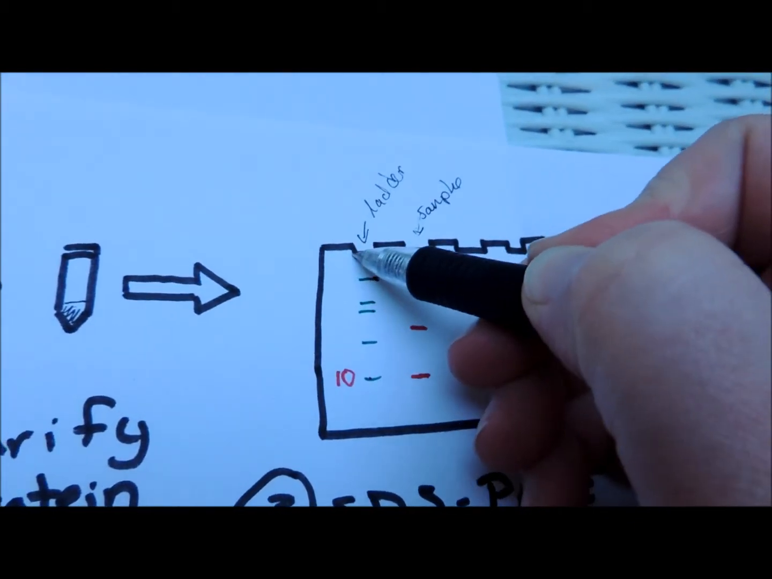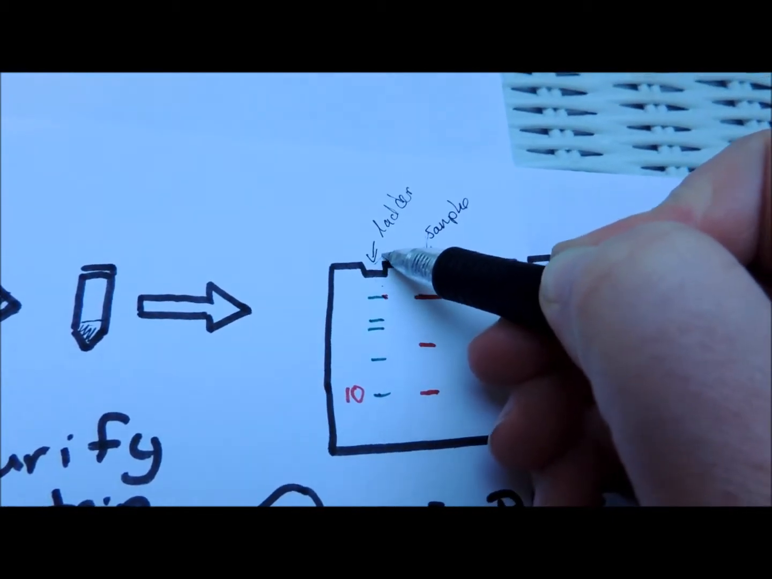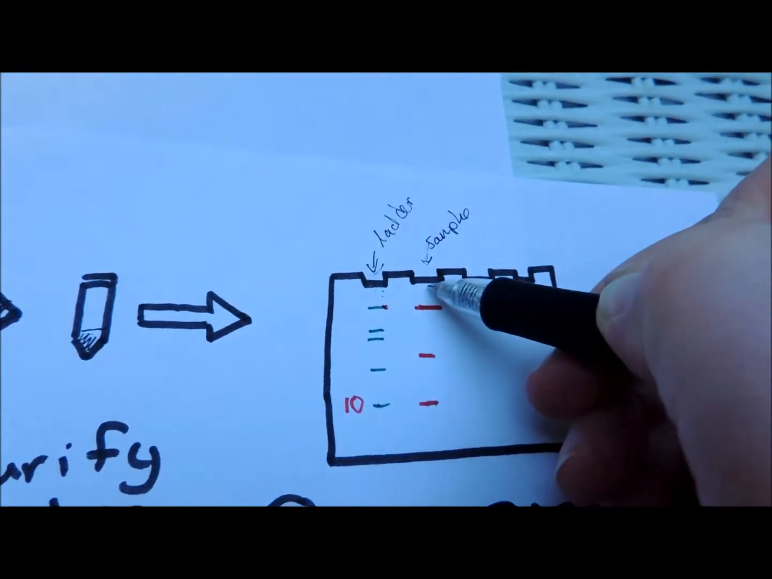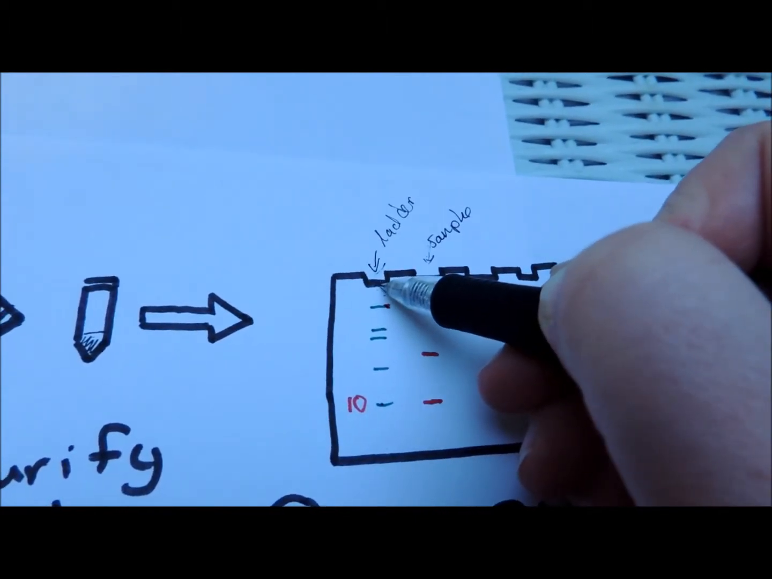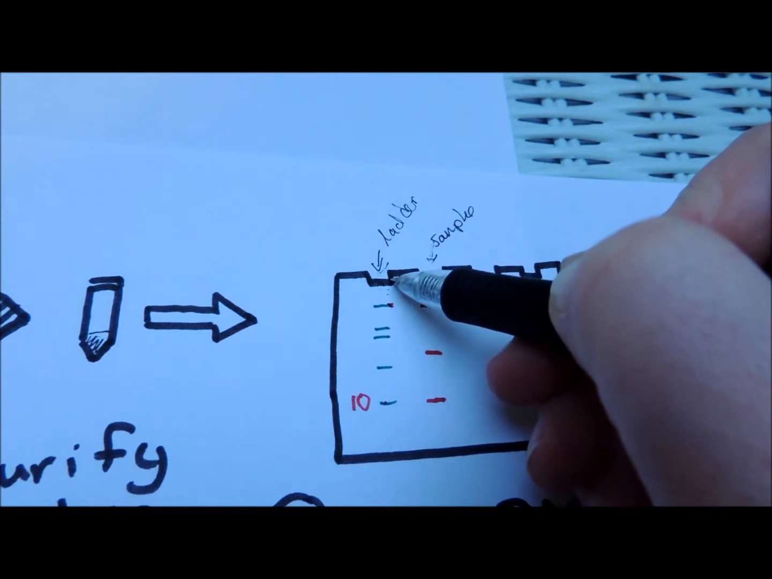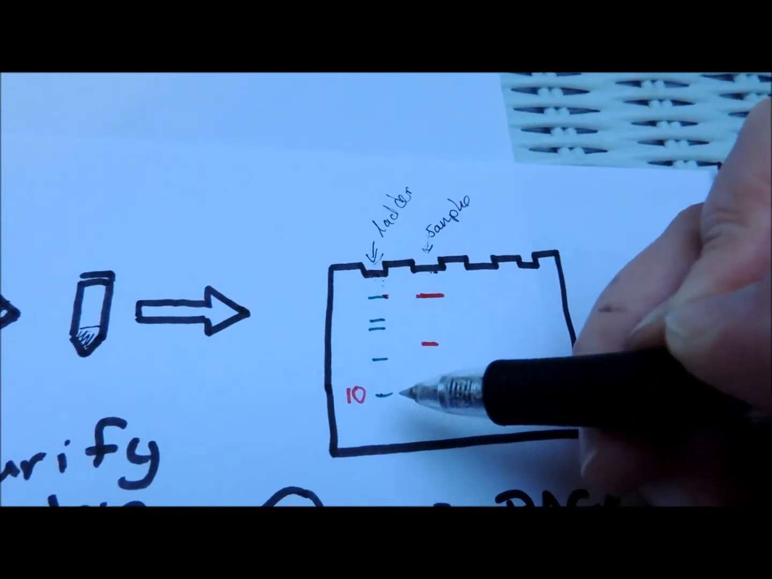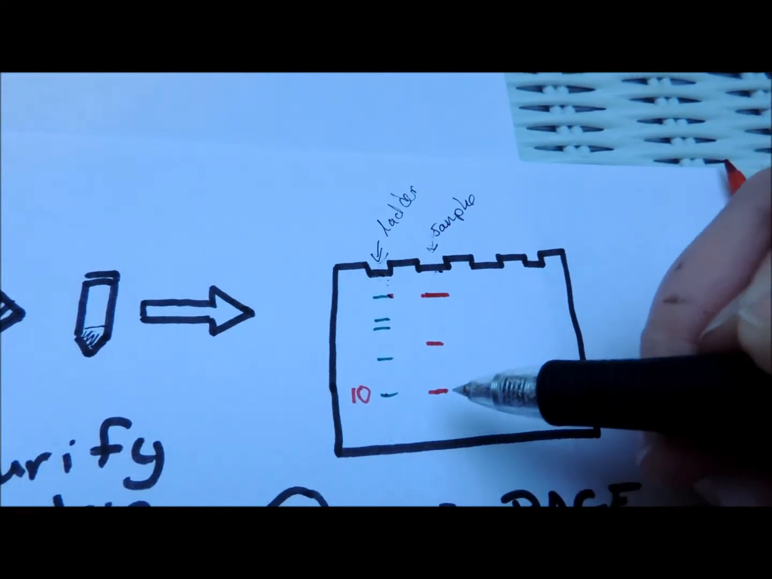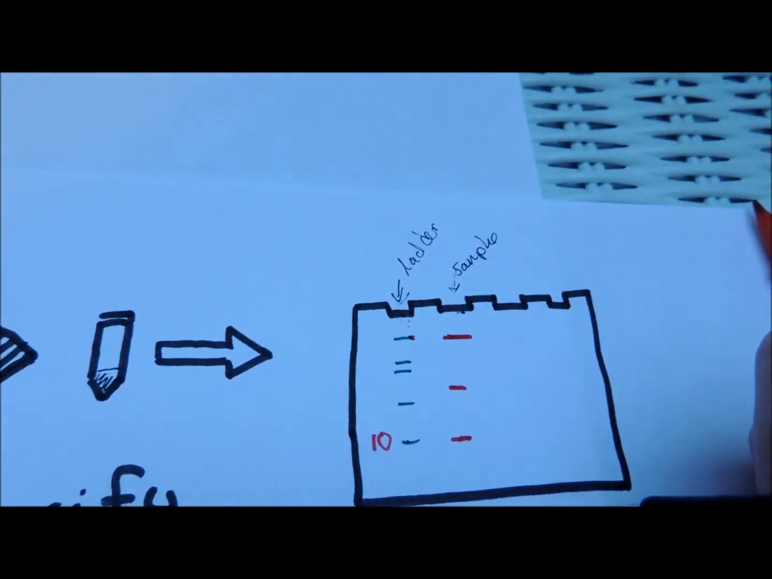This area we call a well. It's just a small little area that will allow you to pipette in your sample. Alright? Whenever you run a sample, you're also going to want to run a well that contains a ladder with proteins of known particular molecular weights so that you can estimate how big the proteins in your sample are.